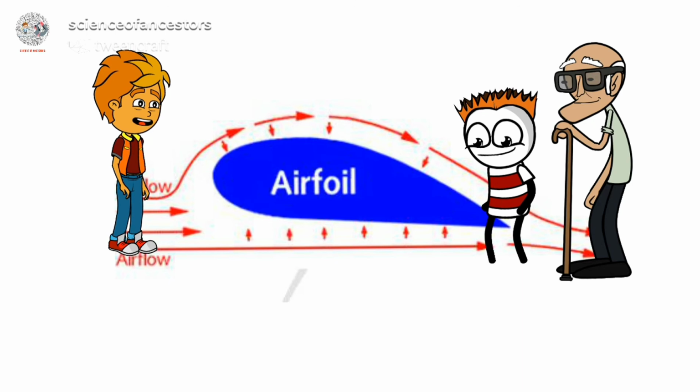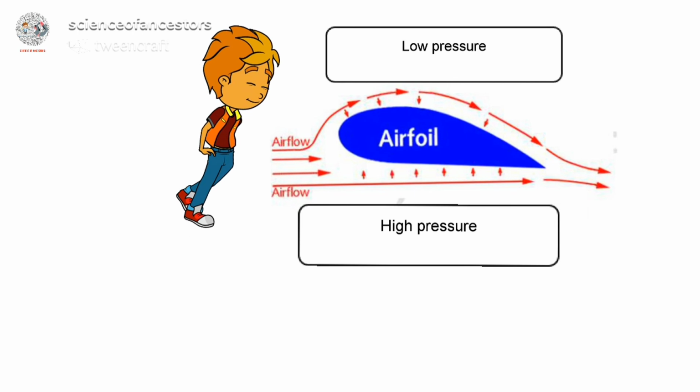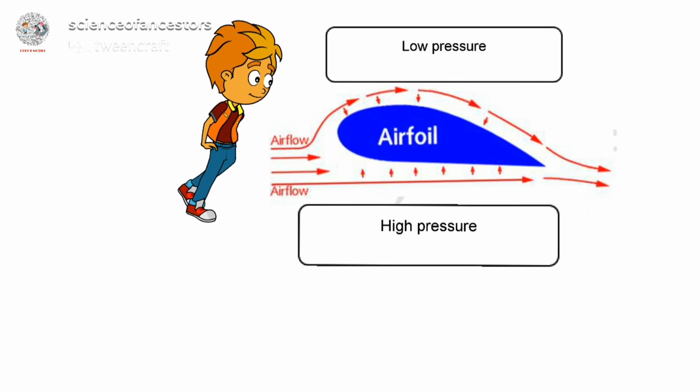The boy element that traveled through the upper surface moved faster than the old element. That means velocity upper is greater than velocity lower. Do you know the famous scientist Bernoulli? According to Bernoulli's principle, when the velocity increases, the pressure decreases. The upper surface experiences low pressure and the lower surface experiences high pressure. This pressure difference creates an upward force from the lower surface to the upper surface. This force is called lift.